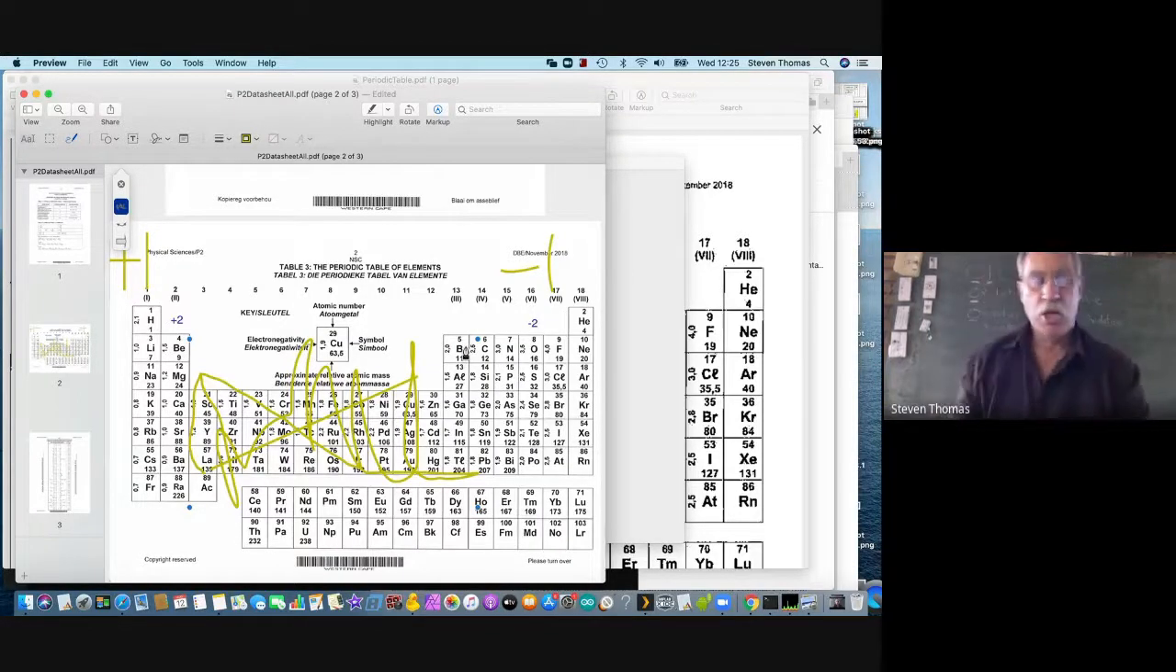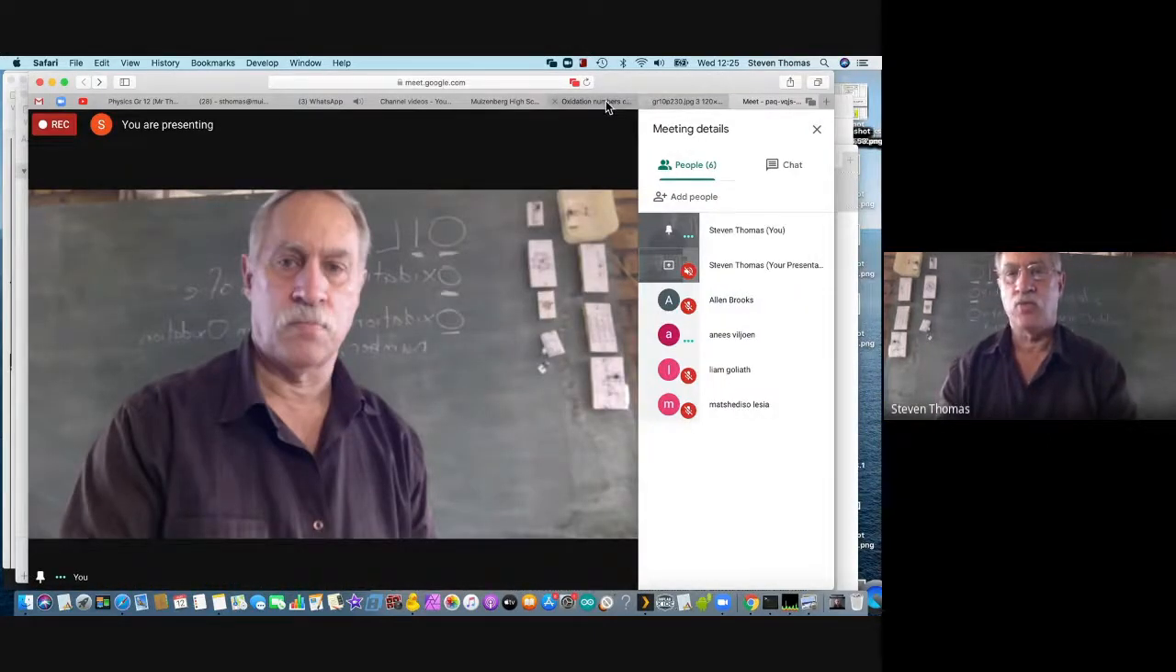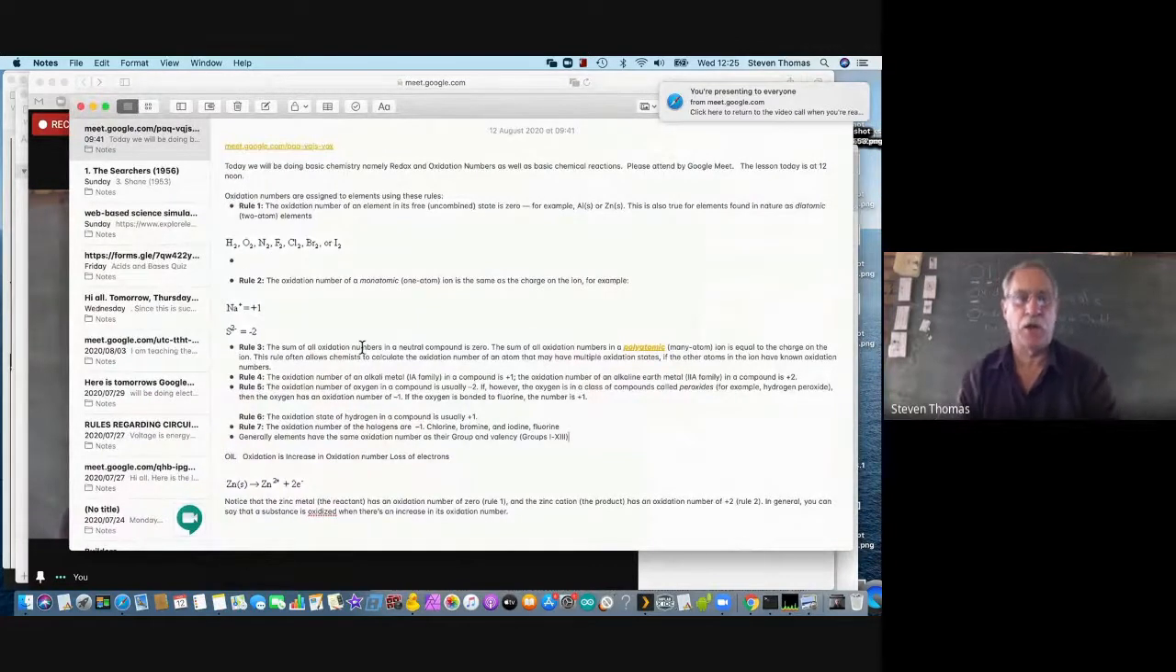Okay, so I'm actually giving you the rules of calculating a substance's oxidation number, and it's going to tell you which elements lose electrons and which ones gain them. Okay, let me just go back to the rules for oxidation numbers. I've got it here on this page. So here are the rules. Rule number 1, the oxidation number of an element in its free or uncombined state is 0.